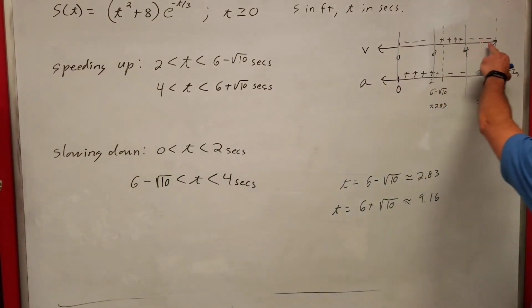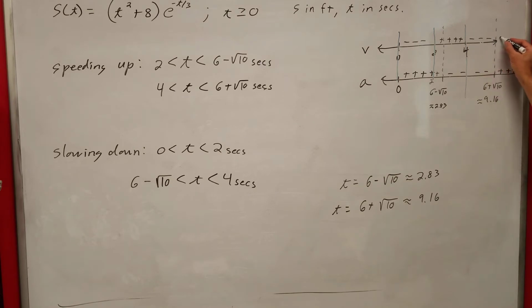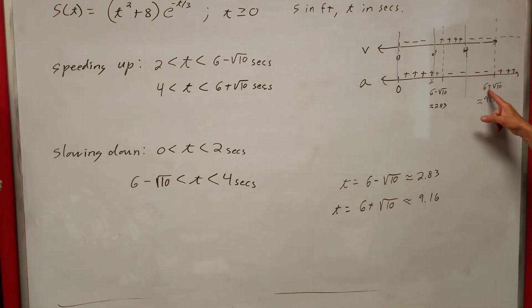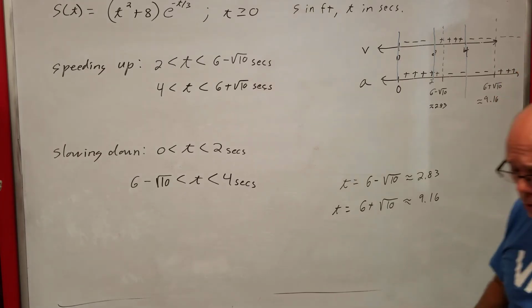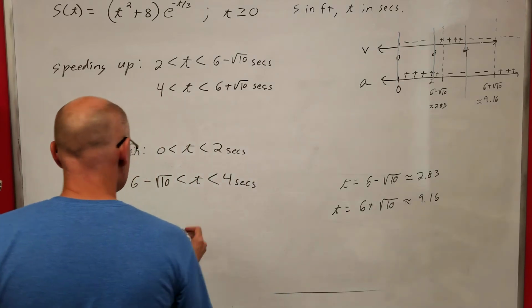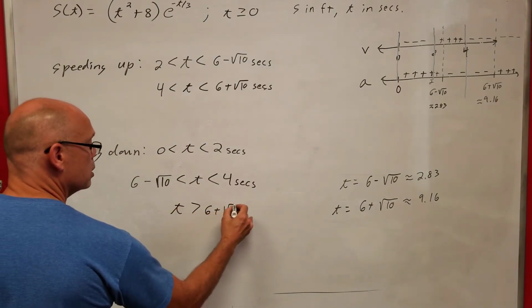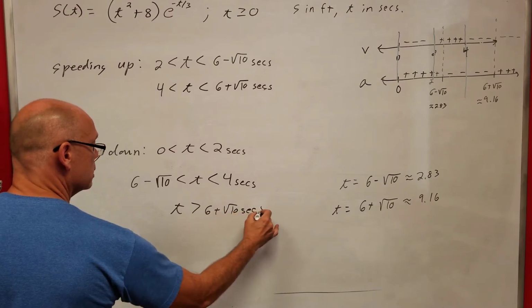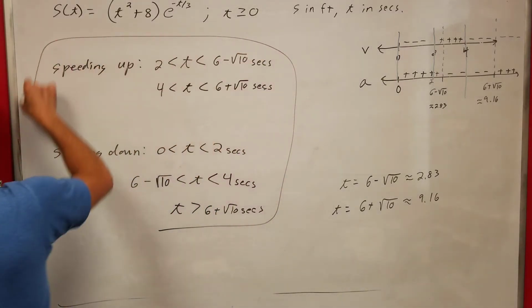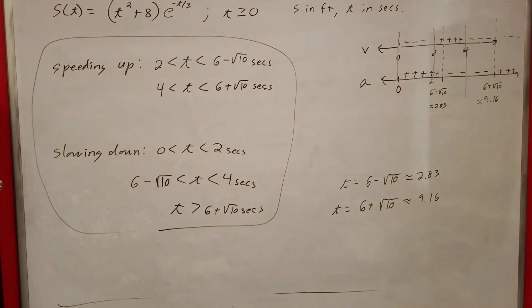Now, what continues to happen here? Past 4, we get negatives, right? So what happens beyond 6 plus square root of 10 seconds? Opposite signs, so we're slowing down. So we're slowing down when t is greater than 6 plus square root of 10 seconds again. There's where my object's speeding up, and where it's slowing down.